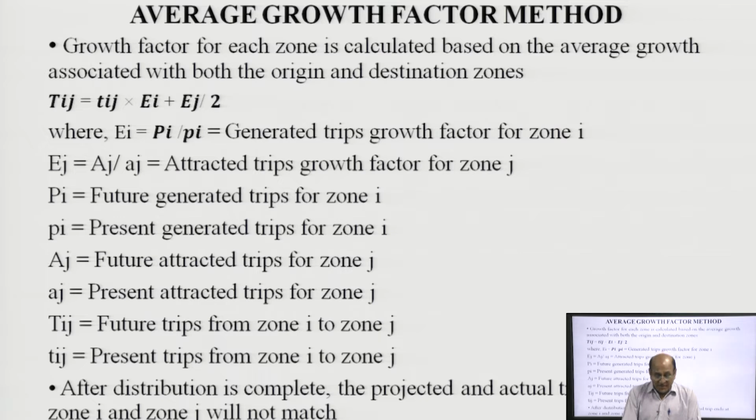Where E i will be equal to capital P i by small p i, which is the generated trip growth factor for zone i. E j is equal to capital A j by small a j, that is the attracted trip growth factor for zone j. Small p i is present generated trips for zone i. A j is future attracted trip for zone j. Small a j is present attracted trip for zone j. T ij is future trip from zone i to zone j. Small t ij will be equal to present trip from zone i to zone j.